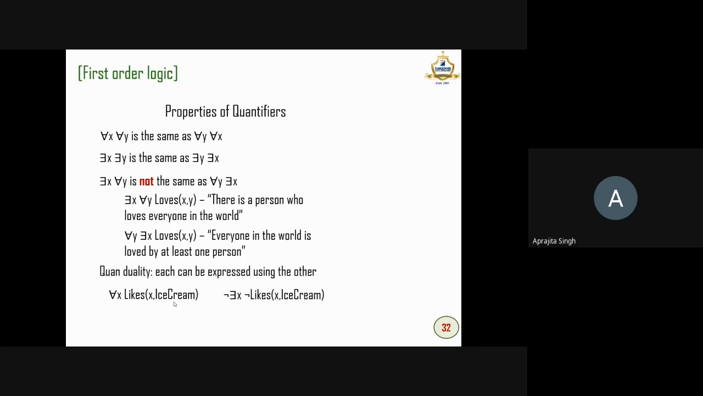Okay, so for every is the opposite of there exists in this way. If you don't want to use this quantifier, you can negate it and use the other. For suppose, everyone likes ice creams, you can also write it like this: there is no one who doesn't like ice cream. The same statement can be written this way also. So in place of the universal quantifier, the existential quantifier is used, and you can see the difference. There is no one who doesn't like, we negated it, doesn't like ice cream.